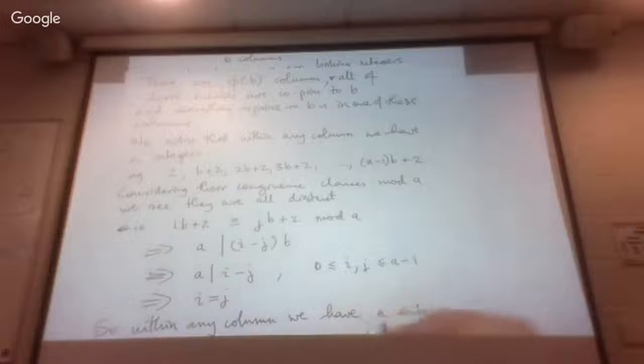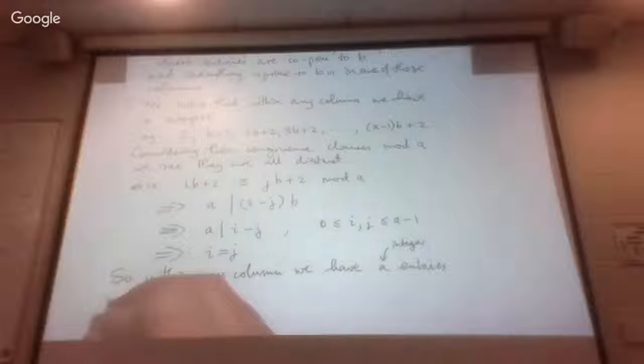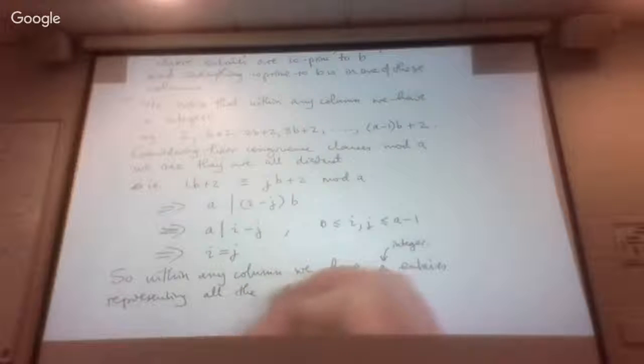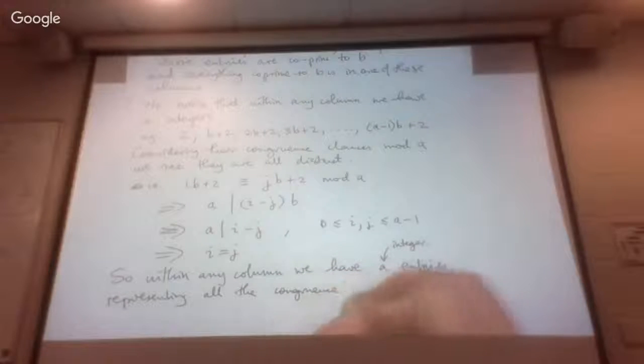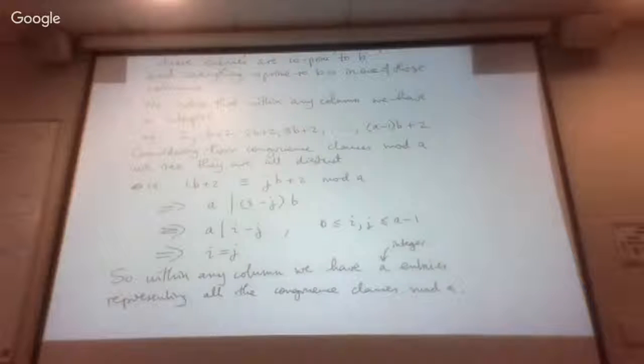So within any column, we have a entries. It's difficult to indicate that I mean the integer a here, not the English word a. We have a entries representing all the congruence classes mod a. So within any column, how many things are co-prime to a? We don't know, but we know what name to attach to that number. That's the number phi of a.